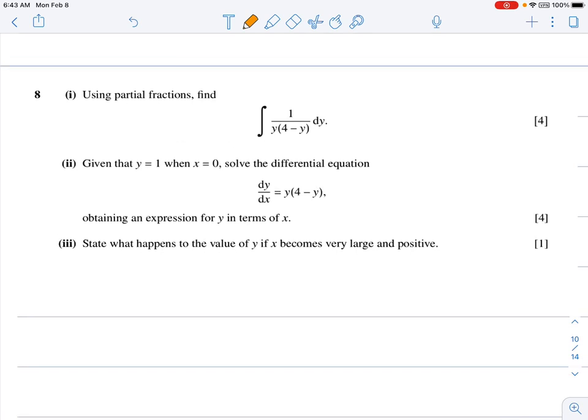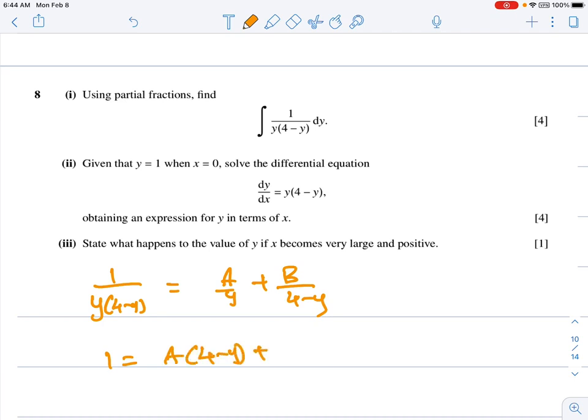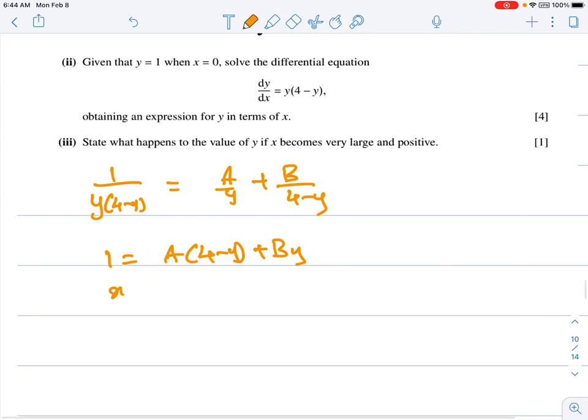Now coming to question number 8. Use the partial fractions to find the integral of this one, 4 marks. So first of all, partial fractions: 1 upon y times (4 minus y) is equal to a upon y plus b upon (4 minus y). So 1 is equal to a times (4 minus y) plus b times y. So plug in y is equal to 4, so 1 is equal to 4b, so b is equal to 1 upon 4. Then plug in y equal to 0, 1 is equal to 4a, a is equal to 1 upon 4.